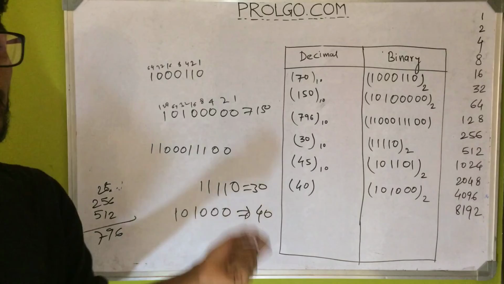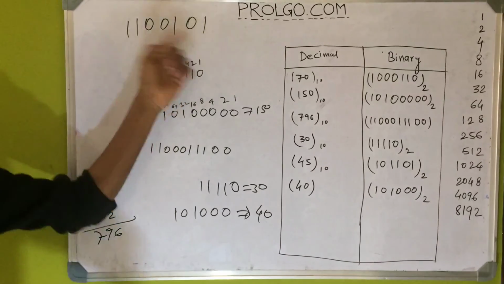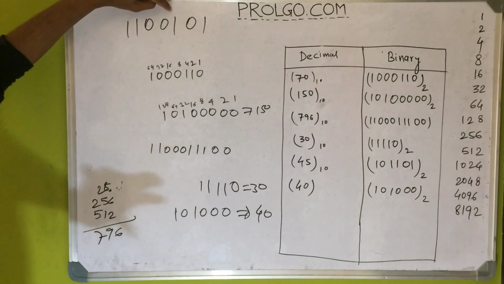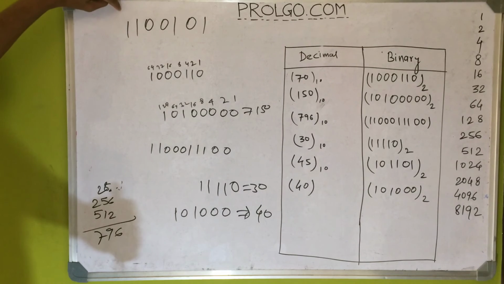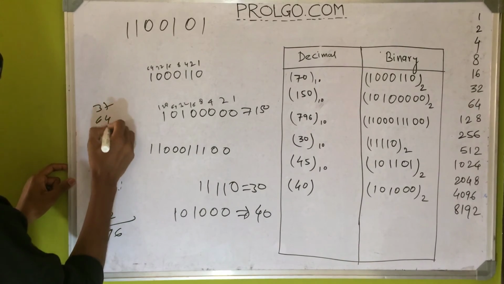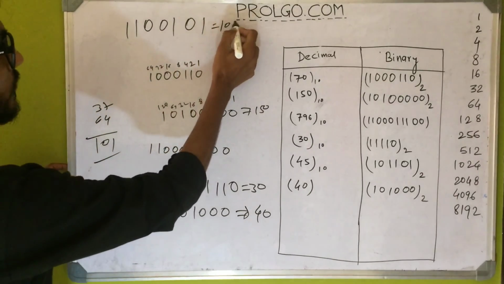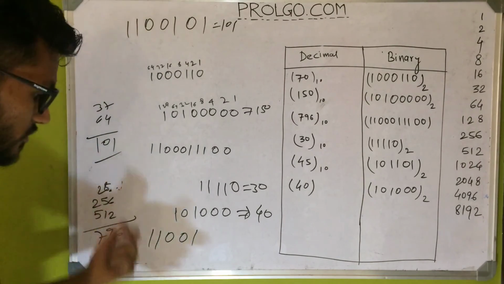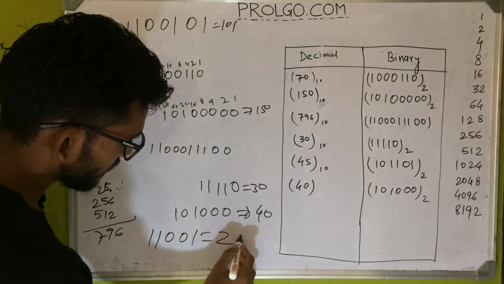I got it. Okay, now let's take another example, 1100101. So what you have to do is just in your mind, just think 1, 2, no, I won't add, 4. 1 plus 4 is 5. Okay, 8, 16, 32 plus 64. So I got 5 plus 32, 37, plus 64, so 37 plus 64 is 101. So it would be equivalent to 101. Now take 11001. So 1, 2, 4, 8, 16. So it would be 25.